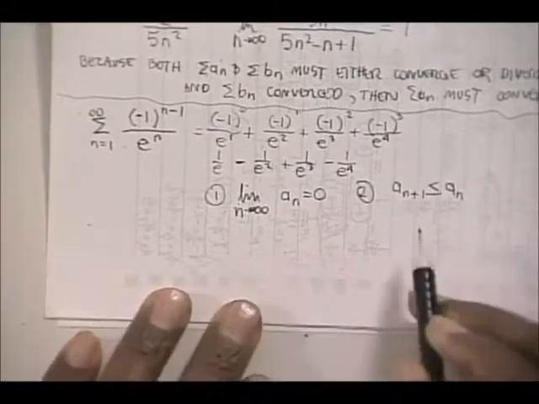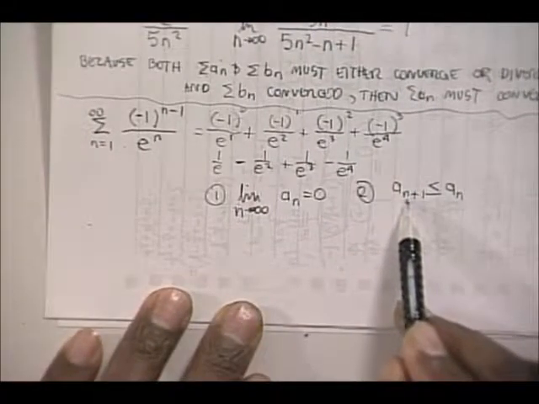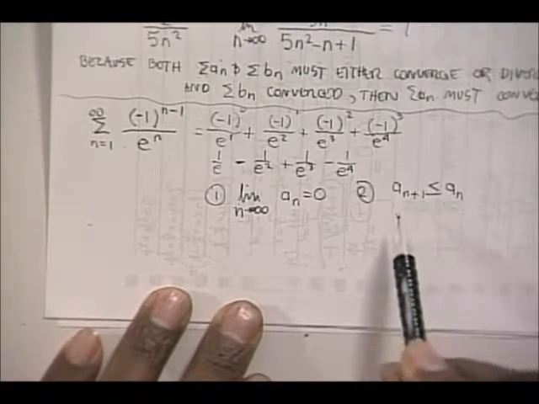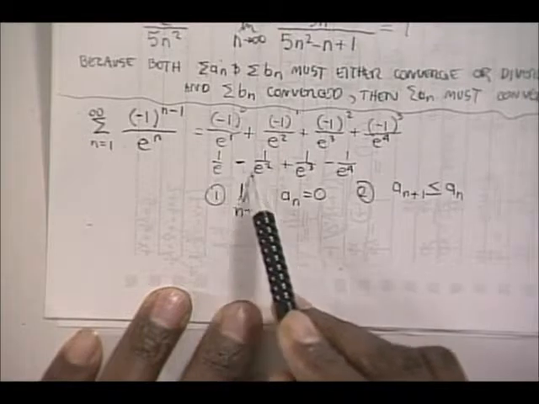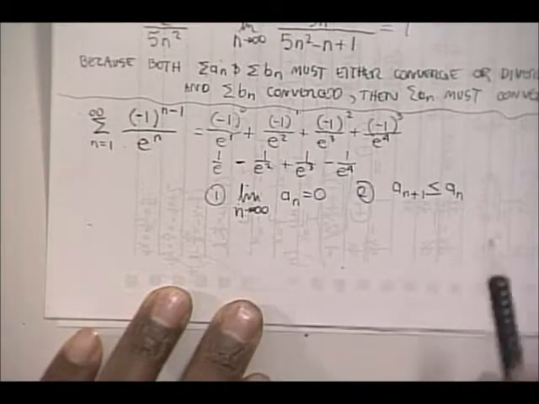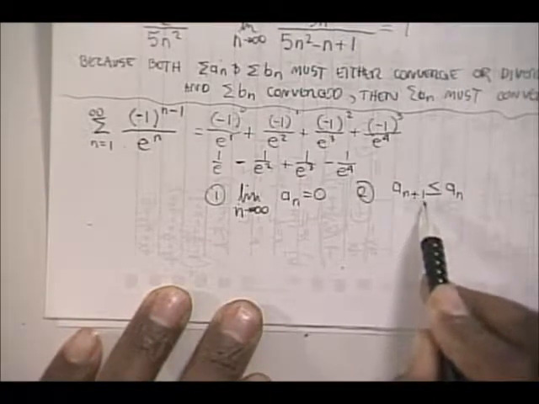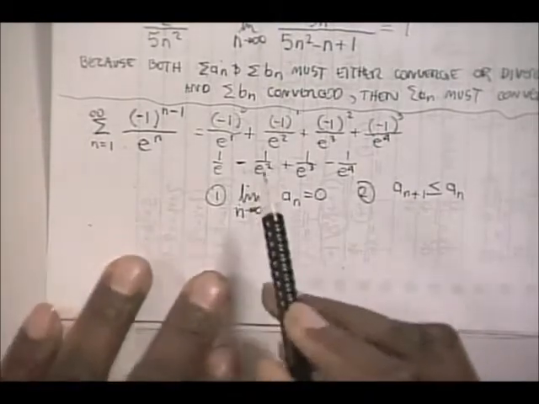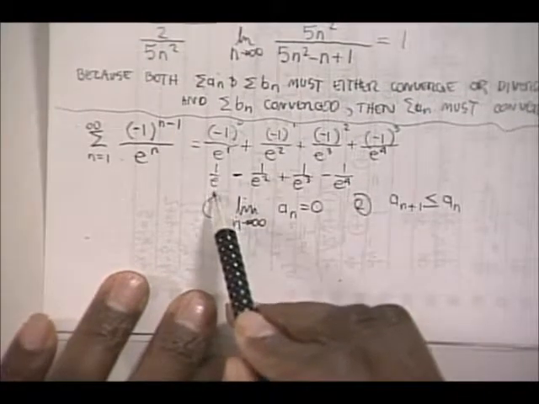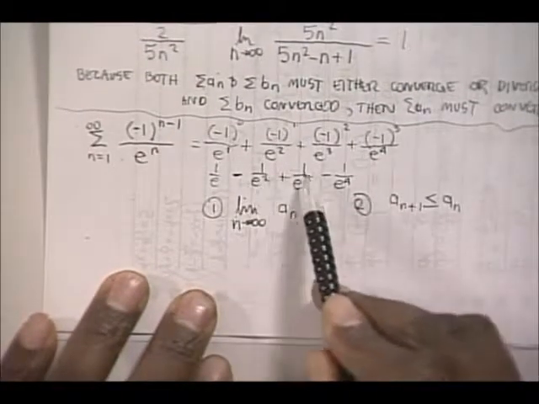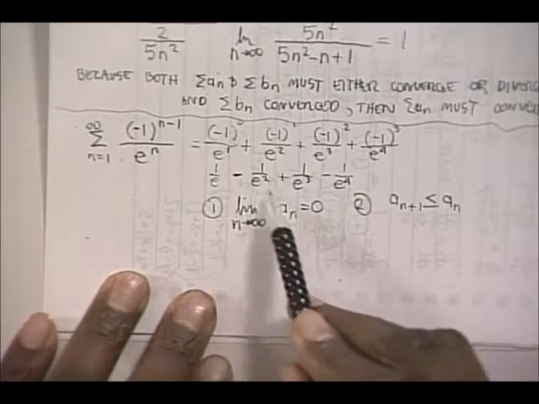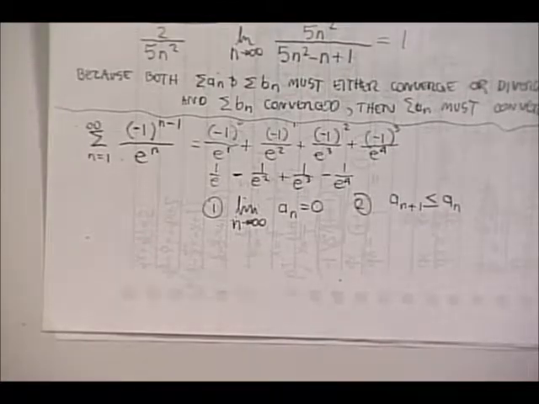What that means is as you continue to increase term after term, a sub n plus 1, a sub n plus 2, in other words, if you continue to add more and more terms as we did here, a sub n has to be decreasing. Each term has to be decreasing. What I'd like you to be able to see is you got 1 over e here, 1 over e squared here, 1 over e cubed here, 1 over e to the 4 here. Each of these terms is getting smaller and smaller. So if you experience that, that's the second condition.